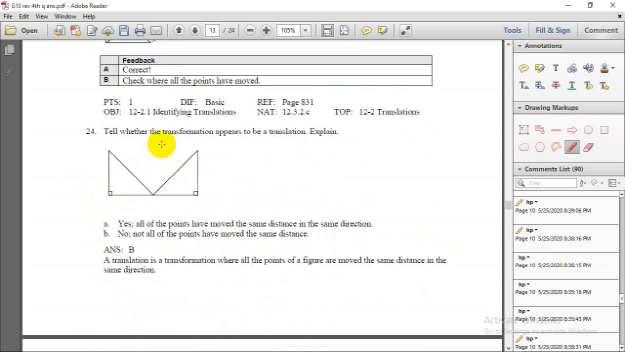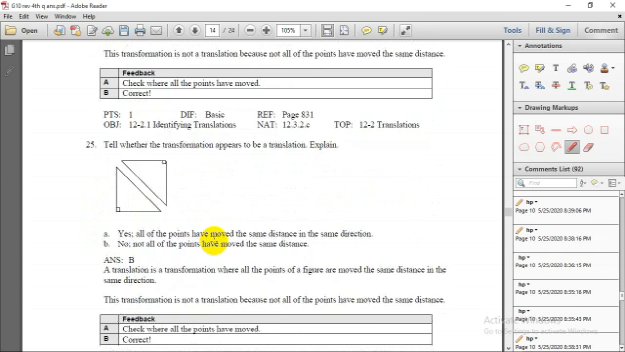Let's see here. Tell whether this transformation is translation. Look here. I think I can make a line like this, and the figure can flip across the line. Is it right? Flipping across the line. So this is what? It's reflection. It's not translation. Very good. So no, not all the points moved. It didn't move. It flipped. Okay? Very good.